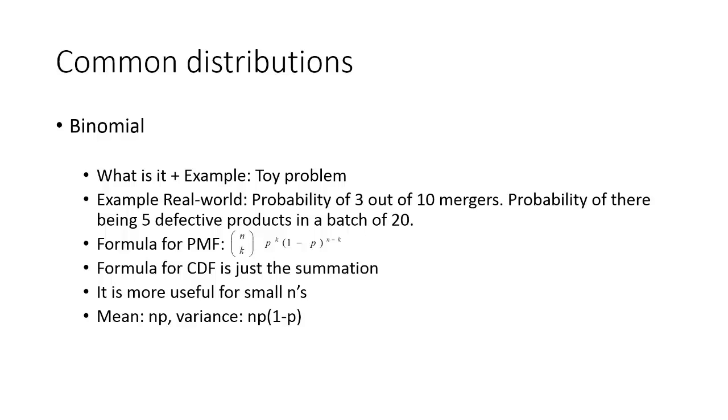And you can think of various real-world examples. So, for instance, let's say there are 10 mergers the company is considering. In mergers and acquisitions, since it's a small enough number, what is the probability of getting 3 out of 10 of them? Or you might say, what is the probability of having 5 defective products in a batch of 20 products? What's the probability of there being 3 defective products? Answering questions like that. And just a side note, you might have noticed that I've taken examples with small enough numbers.